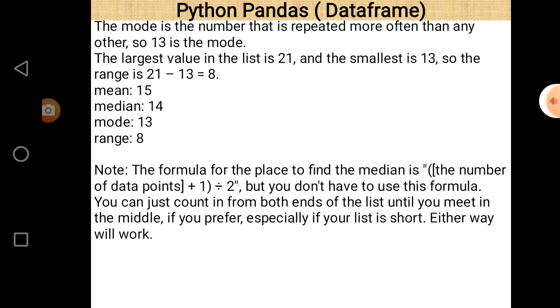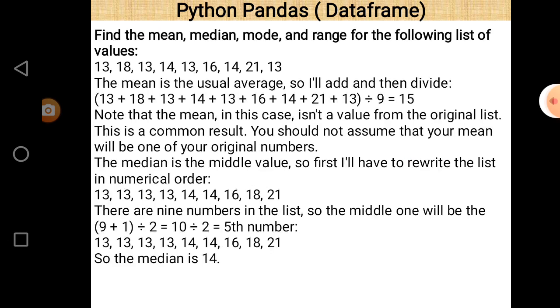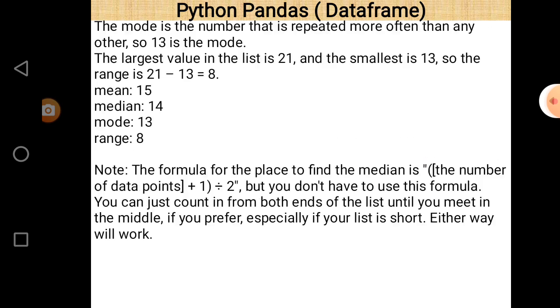The third one is mode. Actually mode is a number that is repeated more often than others. So 13 is the mode. A number which appears more than one time, and actually in this case there are many numbers which appear more than one time, and the number which appears the largest number of times is called the mode of that particular data set. In this case, mode is 13.